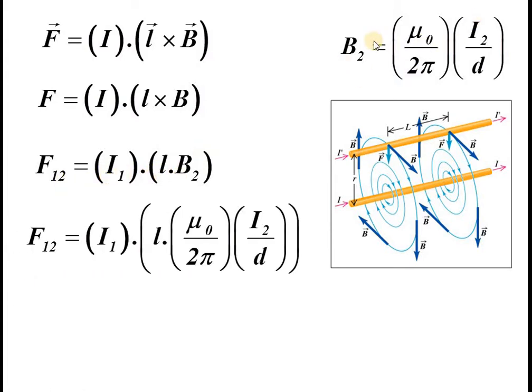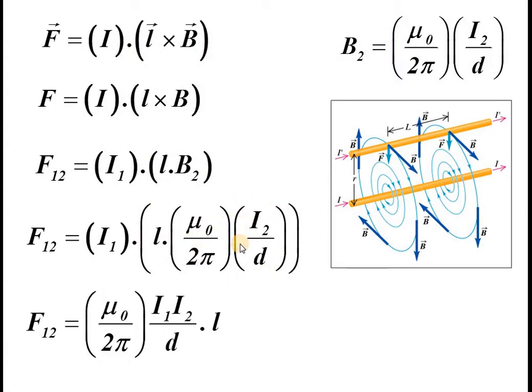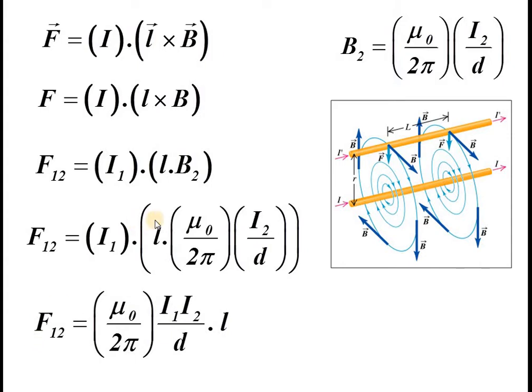And B2 is already given here. So you can replace the B2. So we get I1 L times B2 is this. We have already derived it. So if you make a slight rearrangement, you get mu 0 upon 2 pi I1 I2 by D into L. So this is the force experienced by wire 1 due to wire 2.